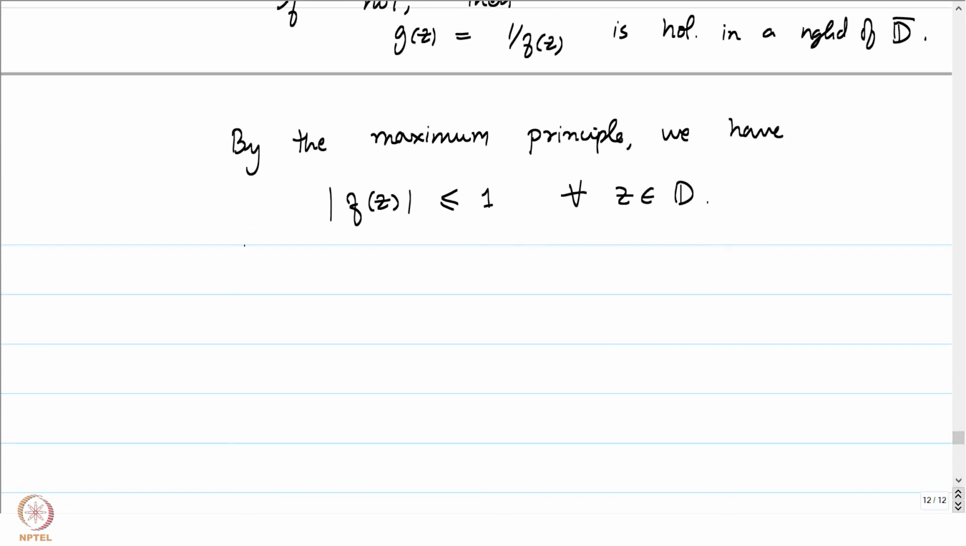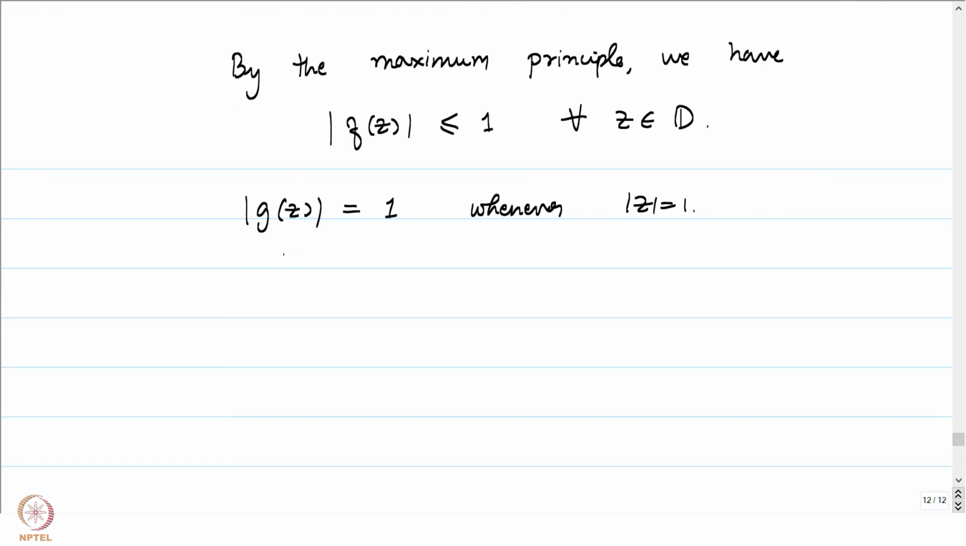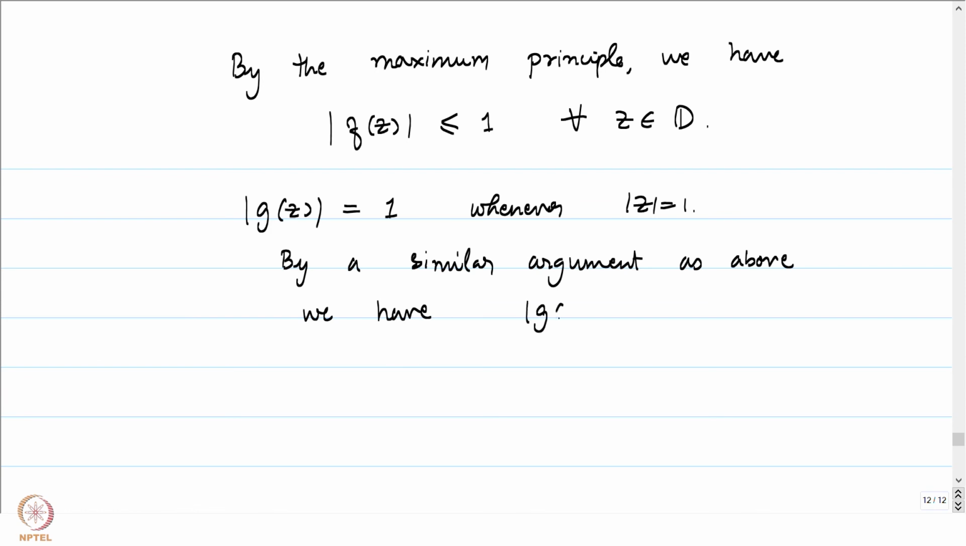Now let's look at g. Absolute value of g of z is equal to 1 whenever mod z is equal to 1. Yet again, we are using the fact that g of z is equal to 1 by f of z, and mod f of z is equal to 1 whenever mod z is equal to 1. And by a very similar argument as above, by using the maximum principle on g, we have absolute value of g of z is less than or equal to 1 for all z in the unit disk.